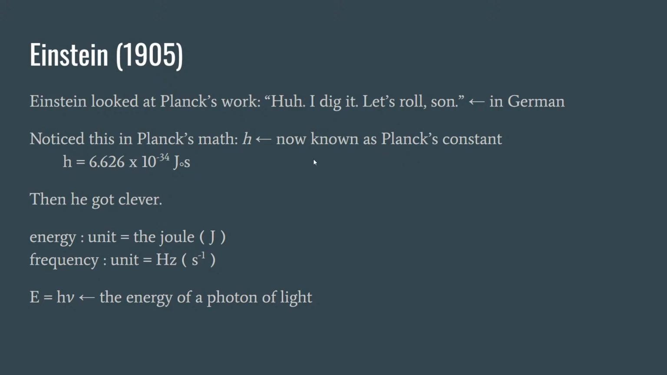And yeah, so when Einstein saw this constant, and he saw its units, he got clever. He said, all right, energy has the unit of the joule. Frequency has the unit of the hertz, or 1 per second. So, E equals h nu. The energy of a photon of light is equal to Planck's constant multiplied by the frequency of that photon. Put it another way, a lower frequency means lower energy, higher frequency means higher energy.